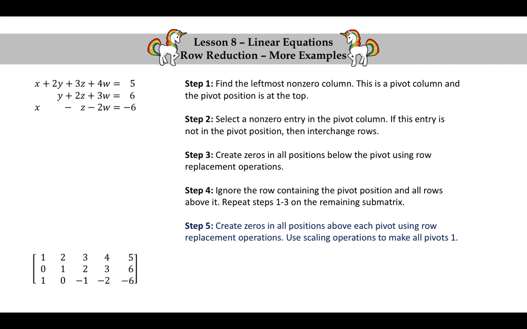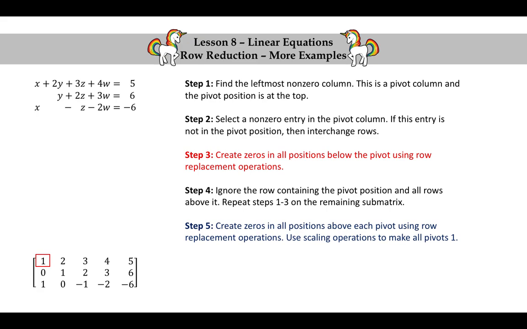Okay, let's move this to the bottom so we have some room. And let's start with step one, where we find the leftmost non-zero column. That's the column all the way to the left, which is 1, 0, 1. Next, we select a non-zero entry in the pivot column. We might as well choose this leading one in the upper left because it's in the pivot position, so we don't have to interchange any rows.